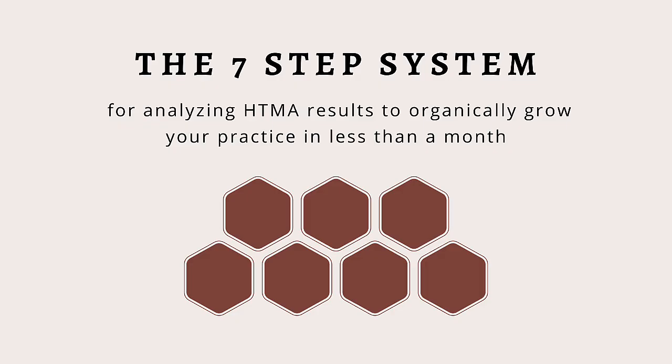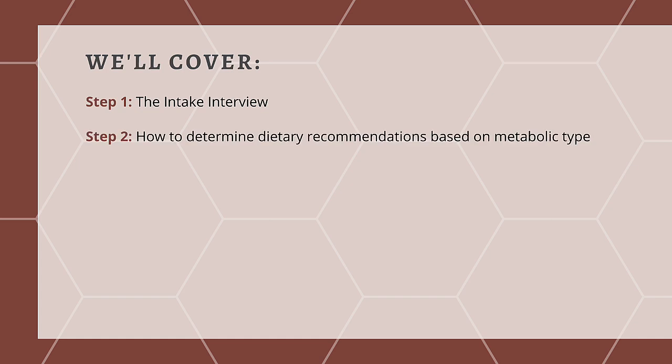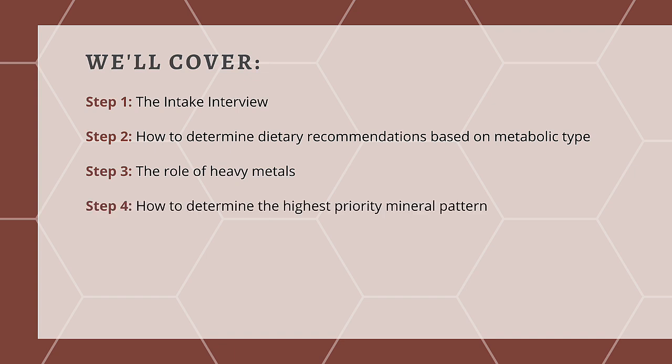the 7-step system for analyzing HTMA results to organically grow your practice in less than a month. We'll cover step 1, the intake interview. Step 2, how to determine dietary recommendations based on the metabolic type. Step 3, the role of heavy metals. Step 4, how to determine the highest priority mineral pattern.